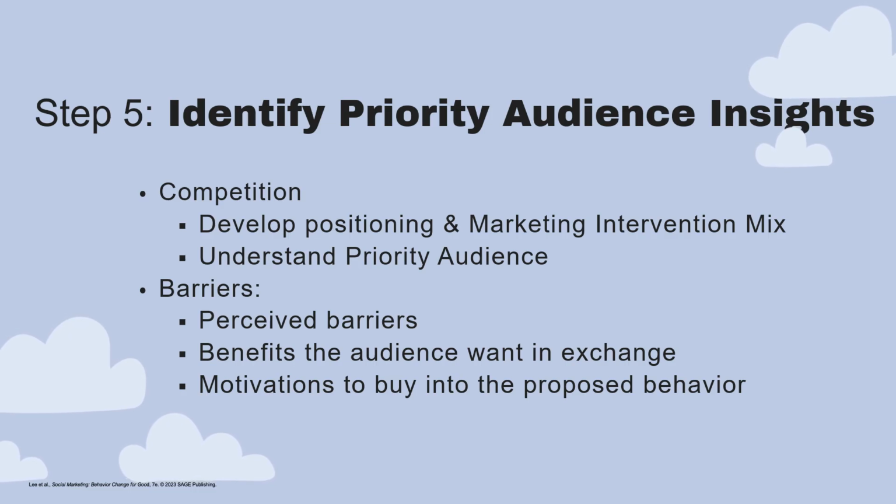Understanding the competition. Before developing a positioning and marketing intervention mix for the priority audience, understand the competition. Understand what the priority audience is currently doing or their preferences. Barriers: understand the real and or perceived barriers of the priority audience to the proposed behavior. Understand the benefits they want in exchange. Understand their motivations to buy into the proposed behavior.